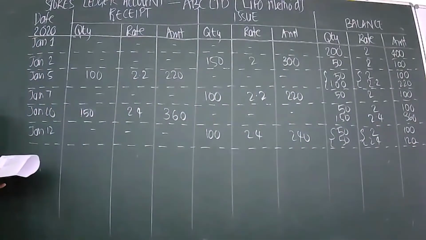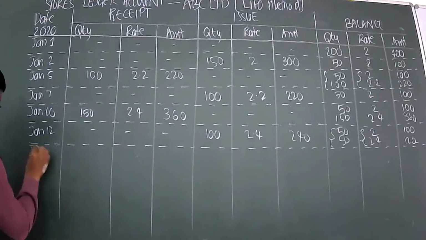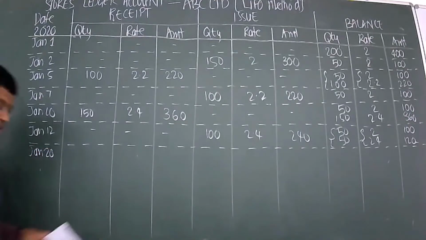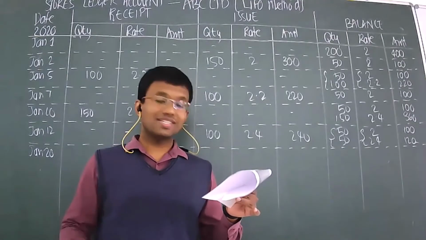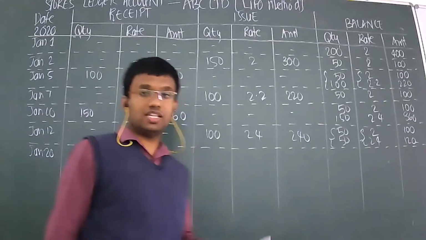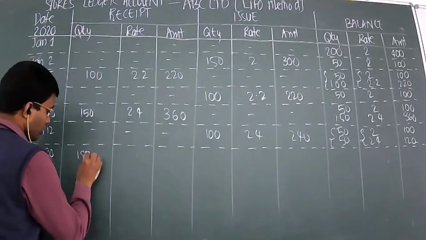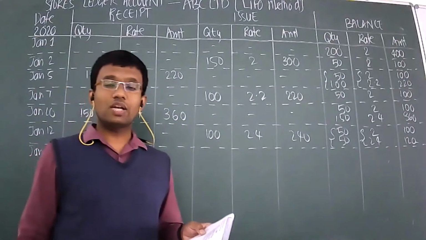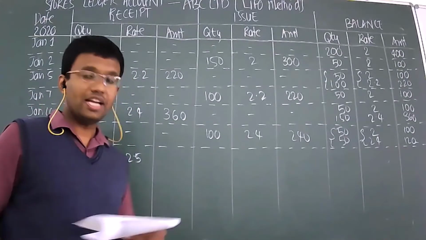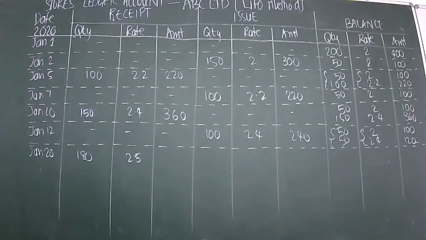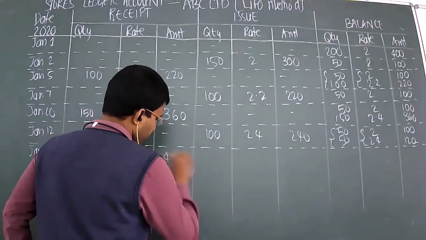Next is on Jan 20th. So on Jan 20th, what is happening? You're purchasing 180 units. You're purchasing another set of units. This 180, at what rate did you buy? You bought at 2.5. So 180 at 2.5, when you work out the calculation, let me just quickly punch this into the calculator, the total works out to be 450.